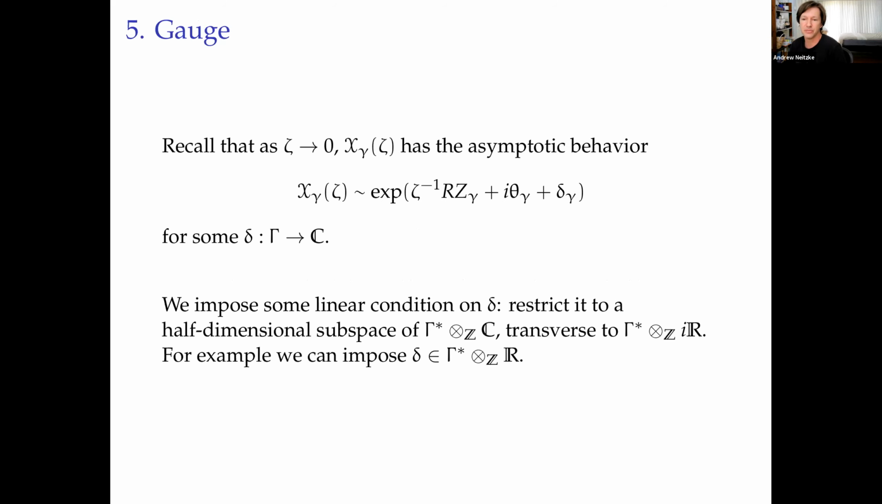Then there's some slightly technical condition where we restrict the asymptotic behavior. We want to put some condition on the order 1 part of the asymptotic behavior. Roughly, we don't want to fix it completely, but we want to restrict it just enough to make the solution unique. So for example, we could require that this delta gamma is real, and that would be expected to make the solution unique. If you don't impose any condition, then the solution is not unique.